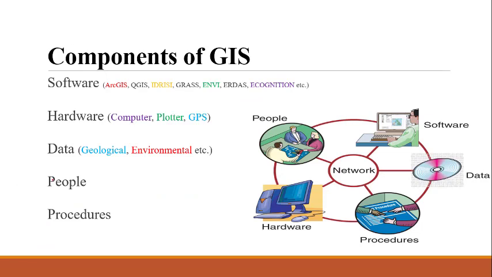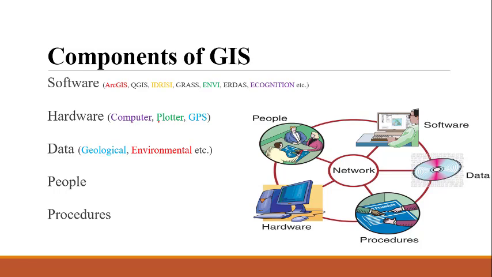Now coming towards the components of GIS. As with every science, almost everything consists of some pillars. So GIS also consists of pillars, which are software, hardware, data, people, and procedures. Software used for GIS are ArcGIS, QGIS, IDRISI, GRASS, ENVI, ERDAS, Recognition, etc. Some are GIS packages and some are image processing packages, like ERDAS, Recognition. Hardware that can be used for GIS are computer, plotter, GPS, and mobile access, etc.